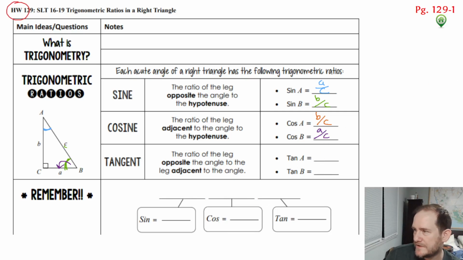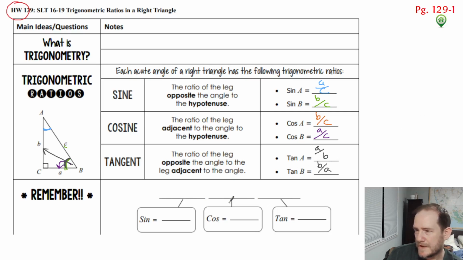Then for tangent, what do we got? For tangent of A, opposite over adjacent would be A over B. But for the tangent of B, if I'm looking at B, then opposite is B and adjacent is A. So the tangent here would be the reciprocal, B over A.